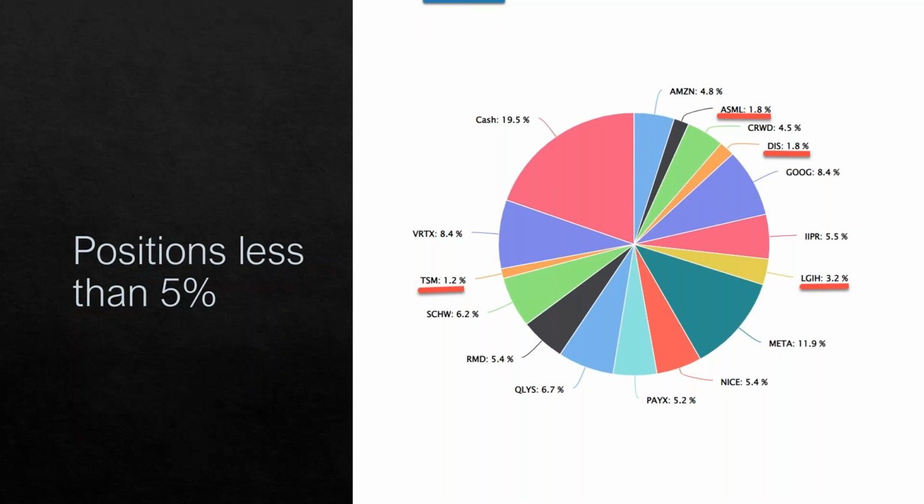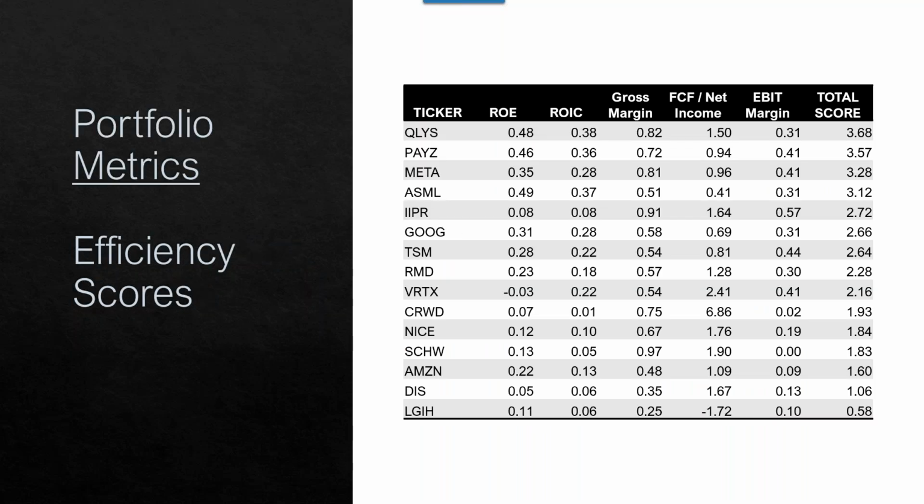Positions that are less than 5%. So this is LGIH Homes, 3.2, Disney, ASML. I didn't put Amazon, but it's almost 5. And then TSM. So we may want to look at these and either bump them up to 5 because we have cash, or sell some of them. And we can discuss the selling in a second. I'll give you my 2 cents.